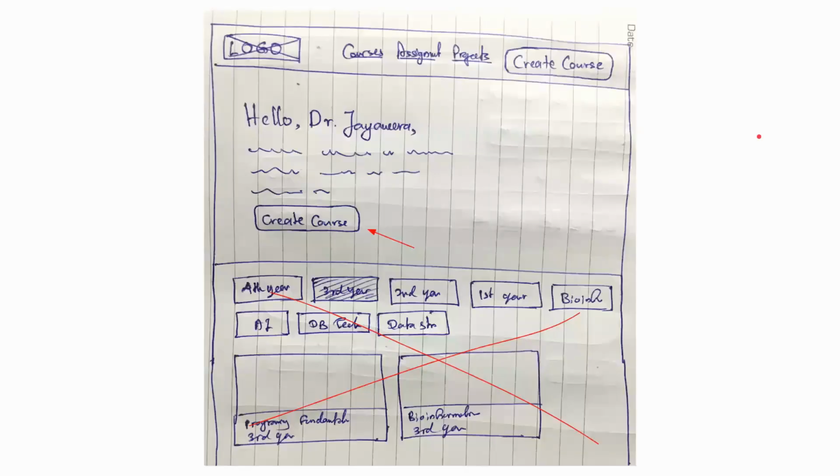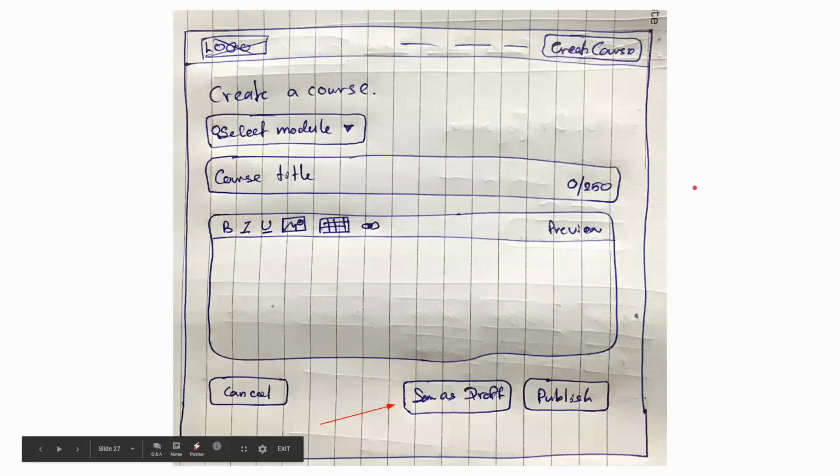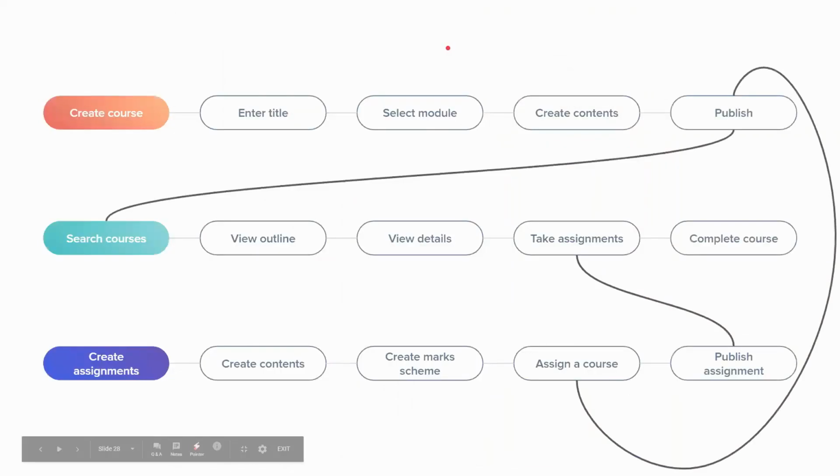So in the reviewing process, I introduced a create button here, a create course button here as well. And I got rid of this course filter element. I will have to think of something else later maybe. And in the create course page, I have included a save as draft button. So in the user journey maps, I have found a few more connections and I have changed a few. So likewise, we have to review and refine what we have done so far.